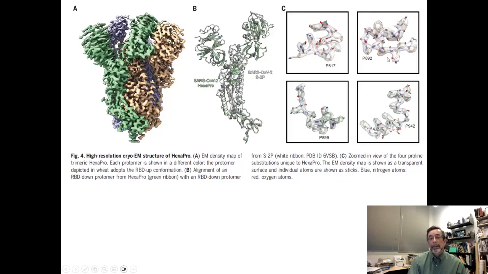Then they zoom in on a couple of residues. These are places where they mutated and put in prolines, so they can see what the proline is doing to hold it at a particular frozen angle.